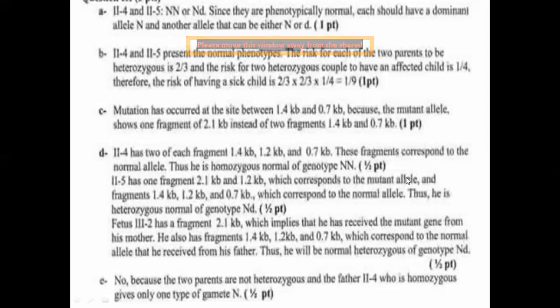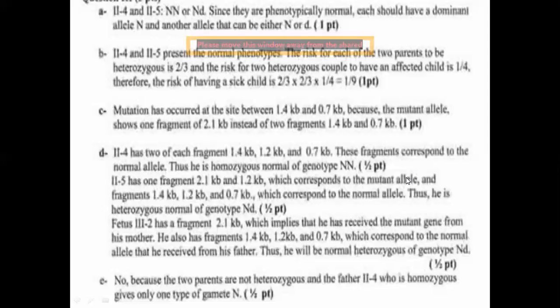Moving to part D. 2-4 has two of each fragment: 1.4, 1.2, and 0.7. So these fragments correspond to the normal allele. So this individual has two normal alleles, genotype NN, and it's normal. 2-5 has one fragment of 2.1 kilobase and 1.2 kilobase, which correspond to the mutant, and the fragments 1.4, 1.2, and 0.7 that correspond to the normal. So it has one normal allele and one mutant allele, so the genotype will be ND.